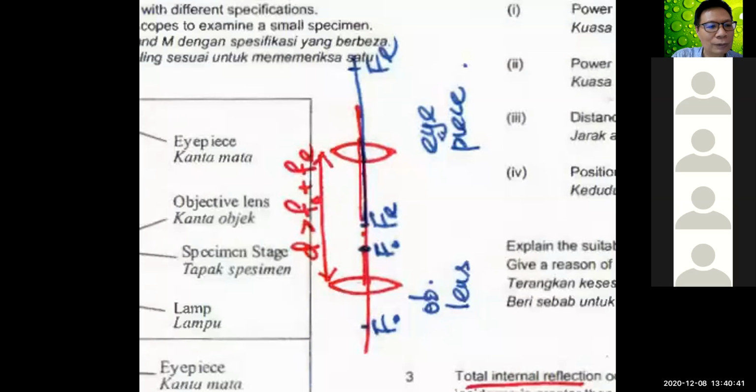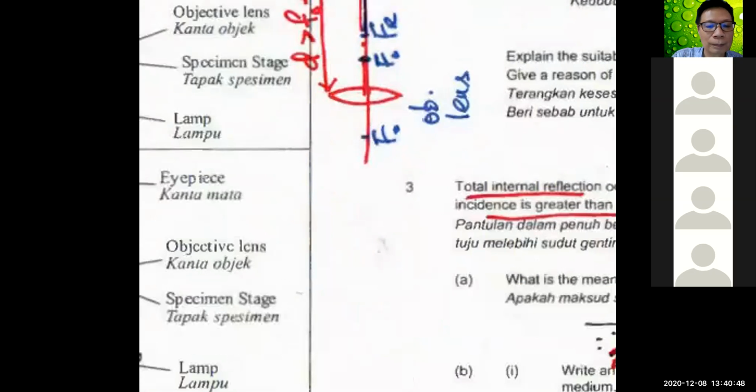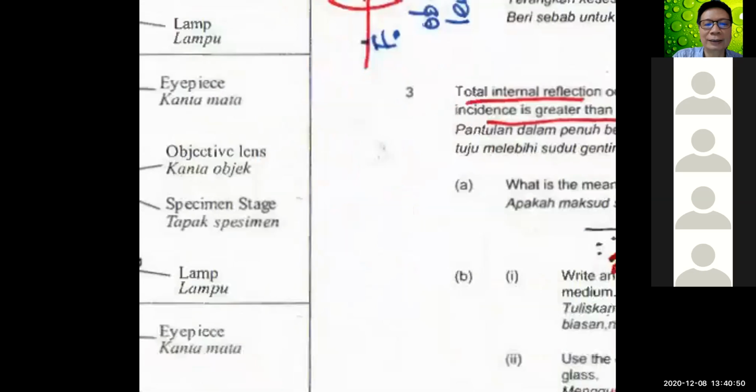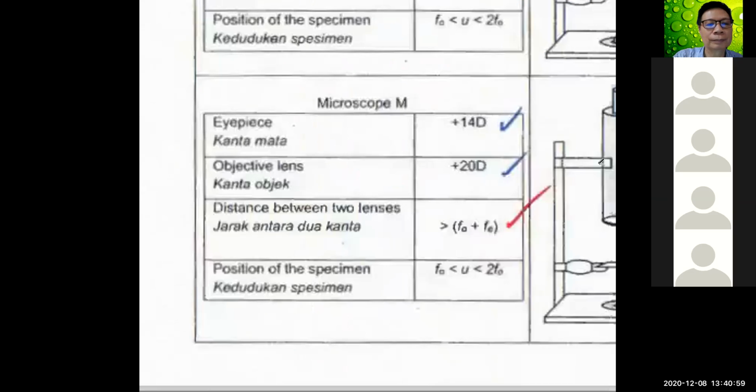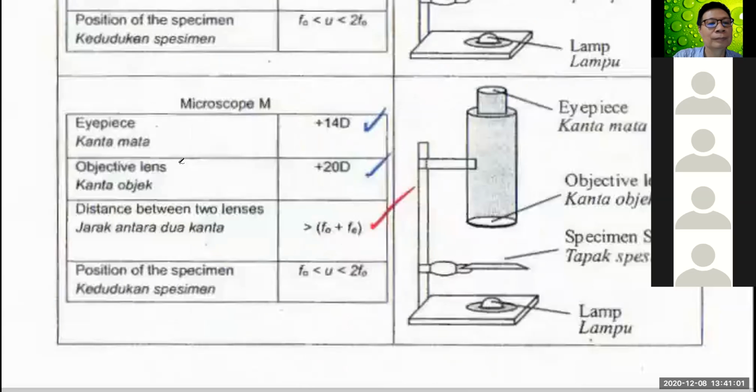Yes, Ping Hao. The last one. Okay, yes, correct. You choose the last one. So this is the one we choose. Eyepiece, low power, long focal length. Objective lens, high power, not 20 diopter, higher power, short focal length. Distance larger than FO plus FE.